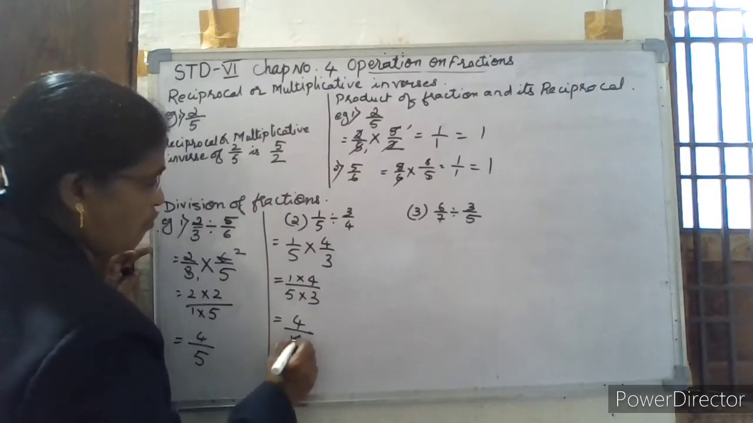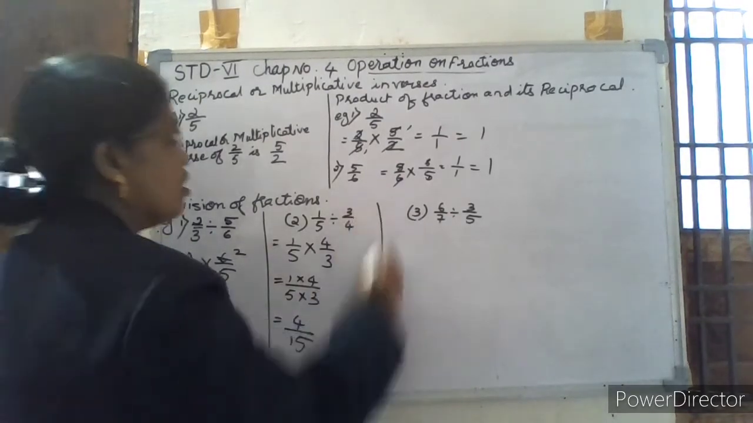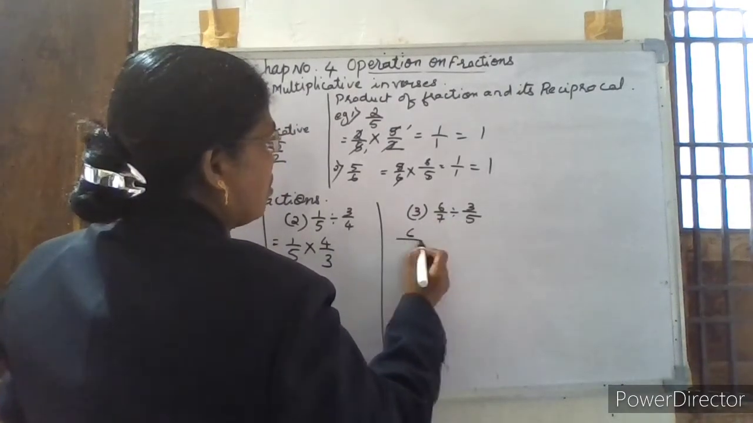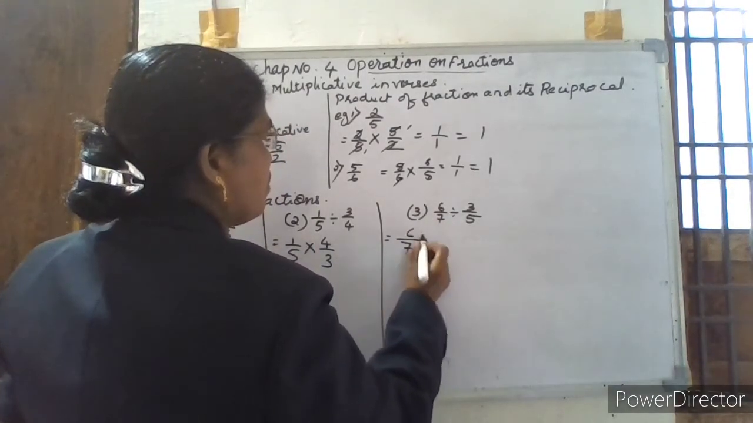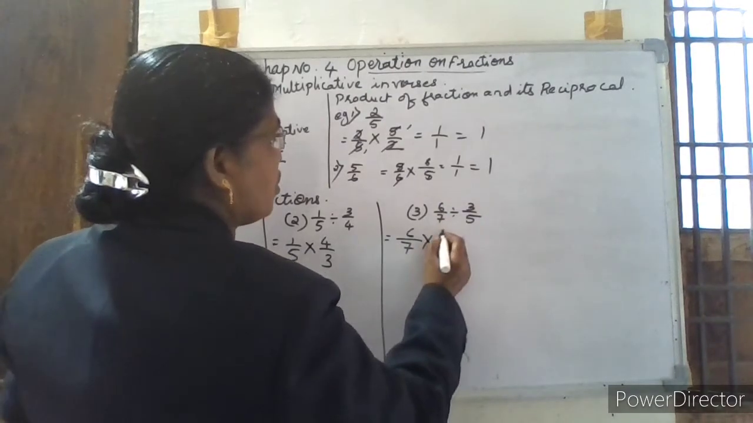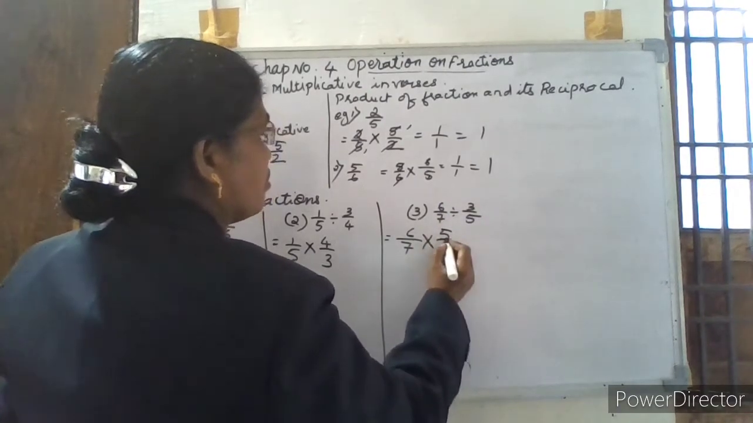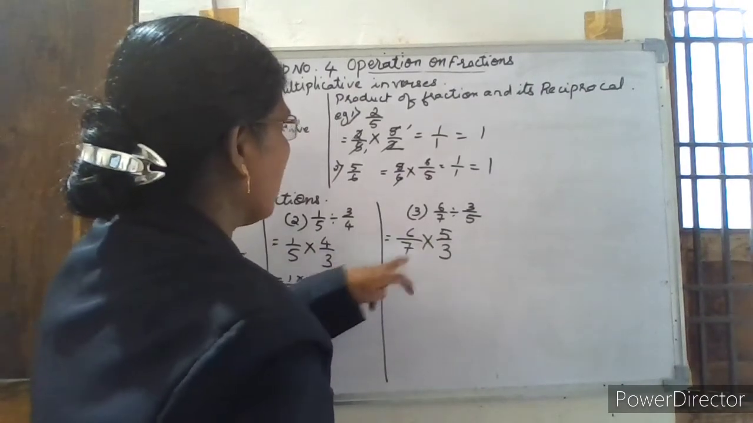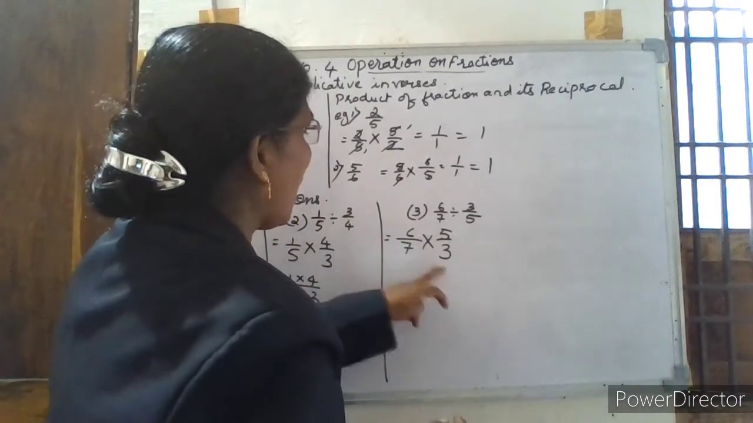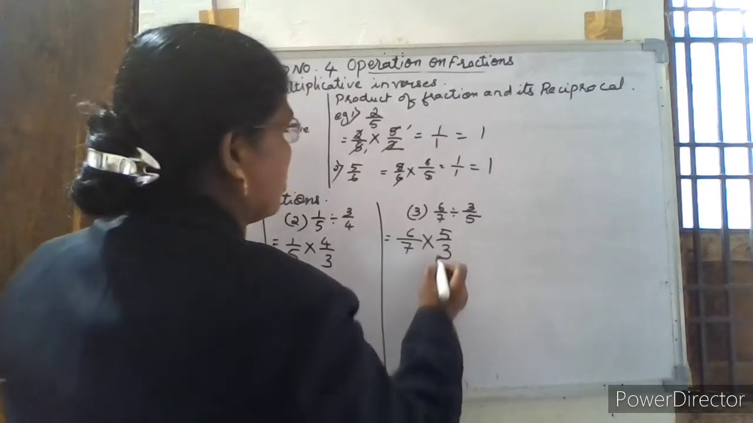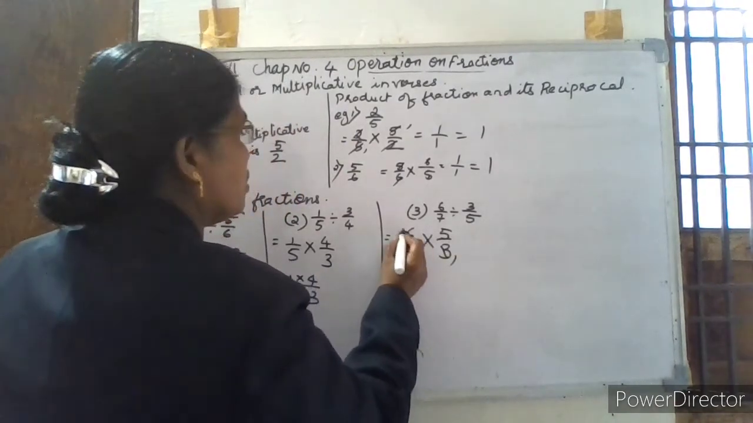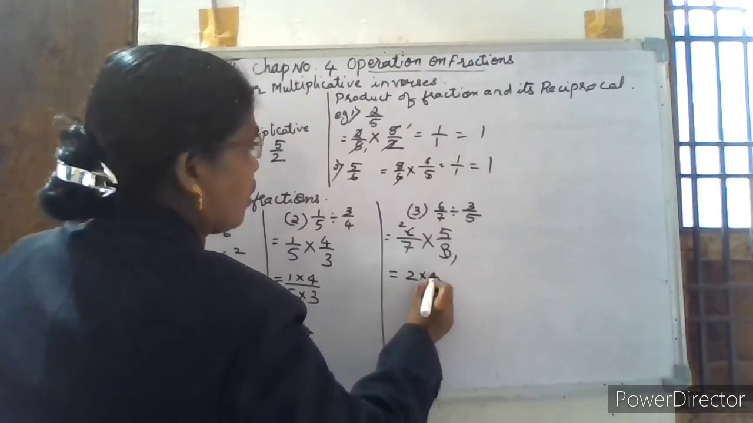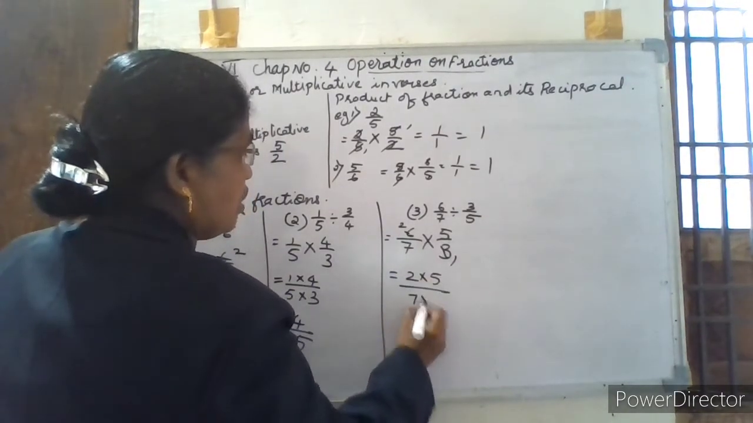6 by 7 multiplied by the reciprocal, you take 5 by 3. Now here, 5 and 7 cannot be cancelled. 3 and 6 can be cancelled. 3 ones are 3, 3 twos are 6. So 2 is left here into 5 upon 7 into 1. This is equal to 2 fives are 10, 10 by 7.